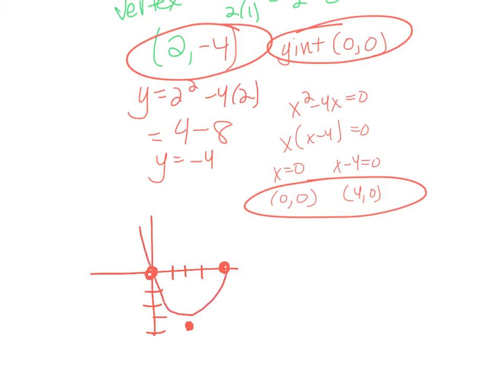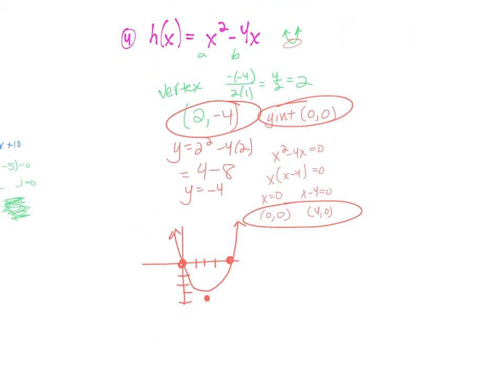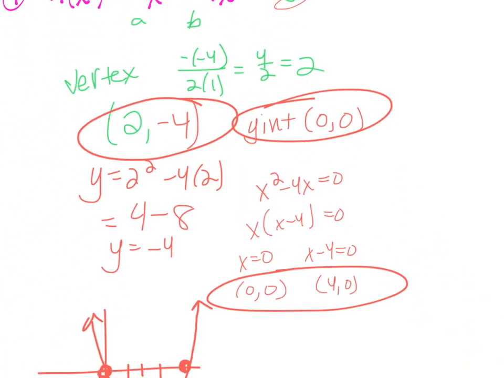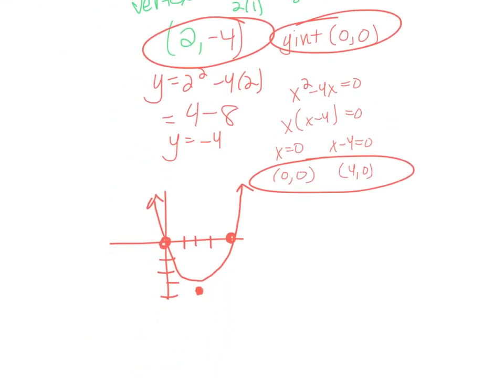If I connect these in a nice smooth curve, which way does it go? Up. Which way did we say it was going to go at the very beginning? Up. We said that there was a minimum value at y equals -4. Is that the lowest that this graph goes? Yes.